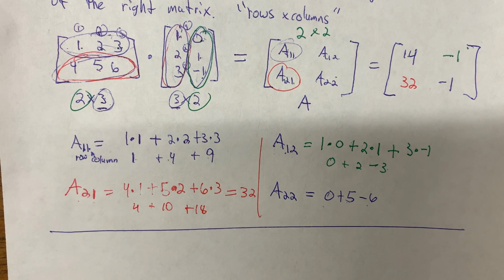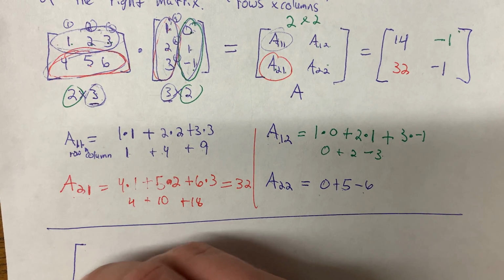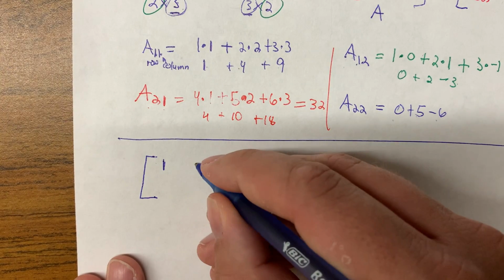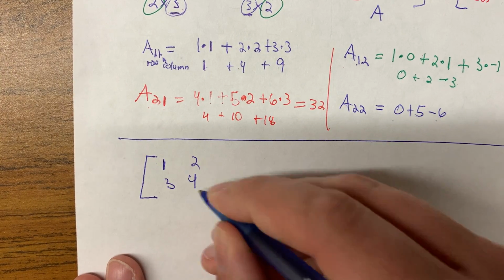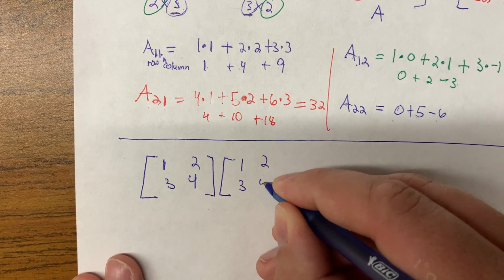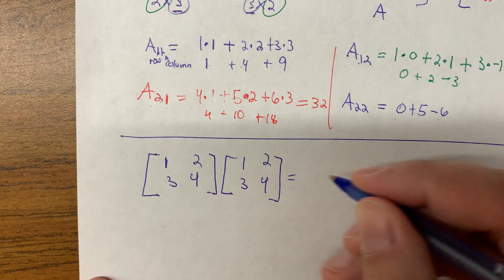It's worthwhile trying more than one of these so we can get the hang of what's going on here. I'll have 2 for you to try on your own. Let's do [1, 2; 3, 4] times [1, 2; 3, 4]. Try to multiply these on your own.